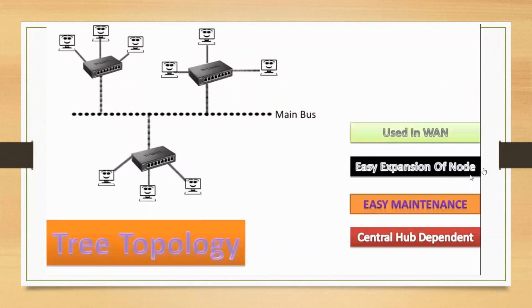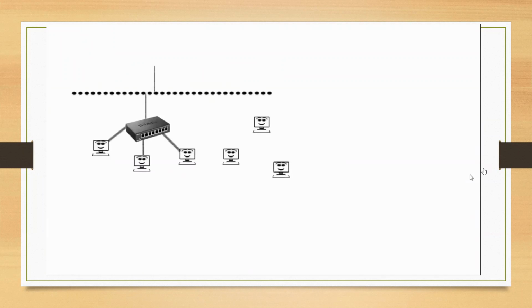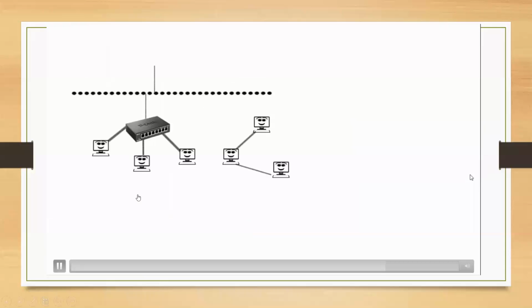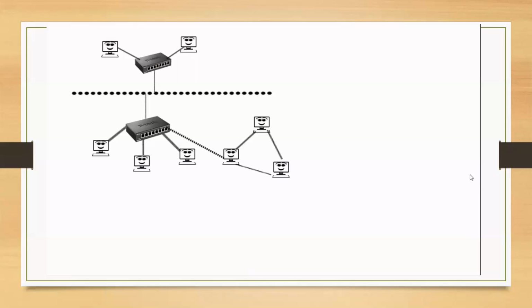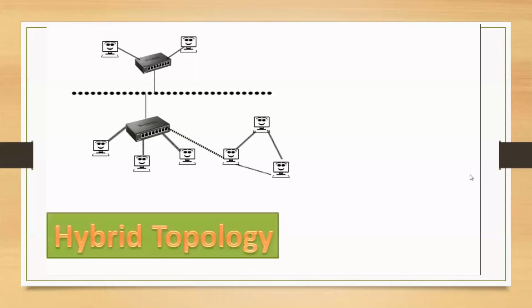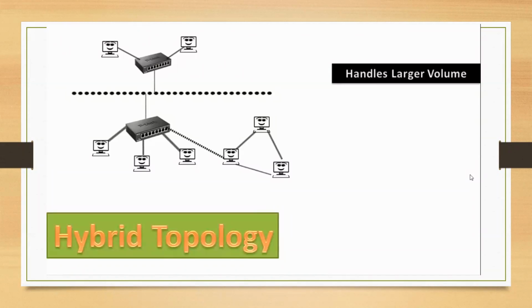Now moving on to the next topology. This is the main bus, and as you are seeing, here is a star topology. Along with this, there is a ring topology connected to that central hub. When more than two topologies are combined, then this type of topology is known as hybrid topology. It is used to handle a larger volume. In this topology, if any of the computers fails, it is easy to detect and remove.